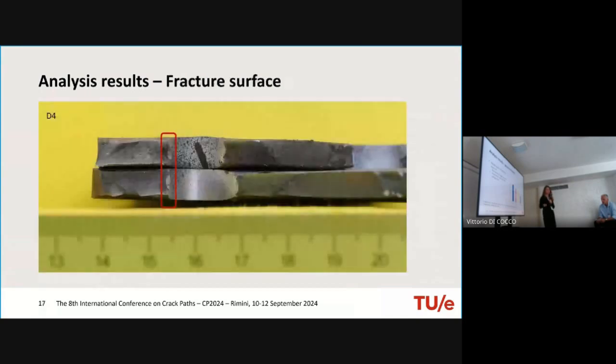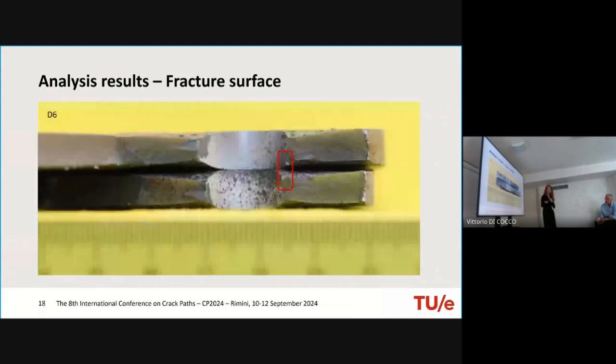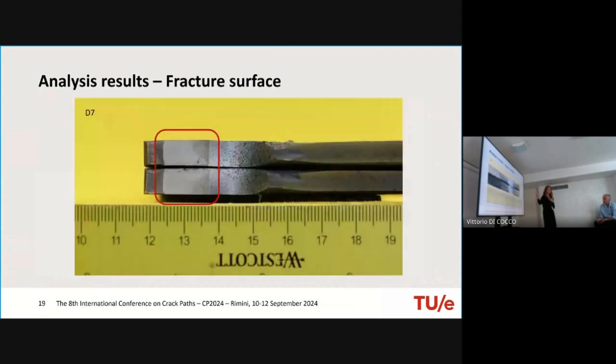So I also put in 3 pictures of the fracture surfaces just to show you. Specimen D4 has multiple cracks initiated. It has 1 surface crack, but you also see the corner cracks at the tops. However, we aimed for just 1 corner crack, like shown in specimen D6. And I also added specimen D7 just because it looks nice.